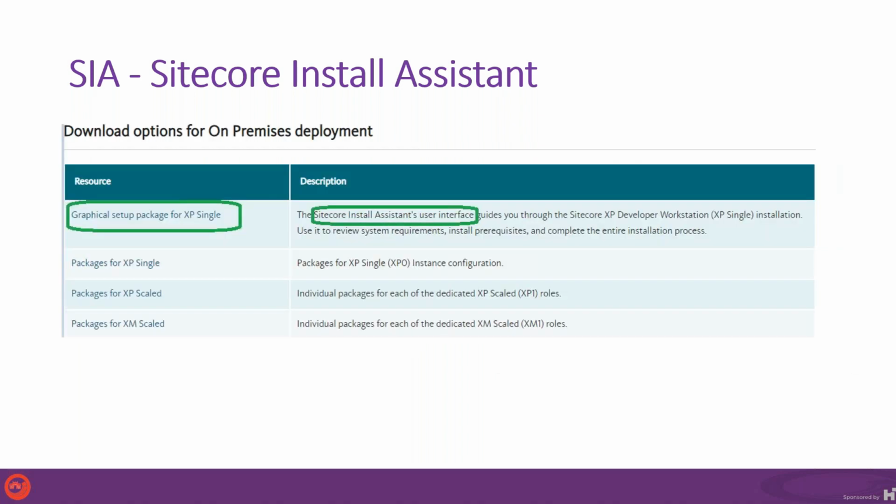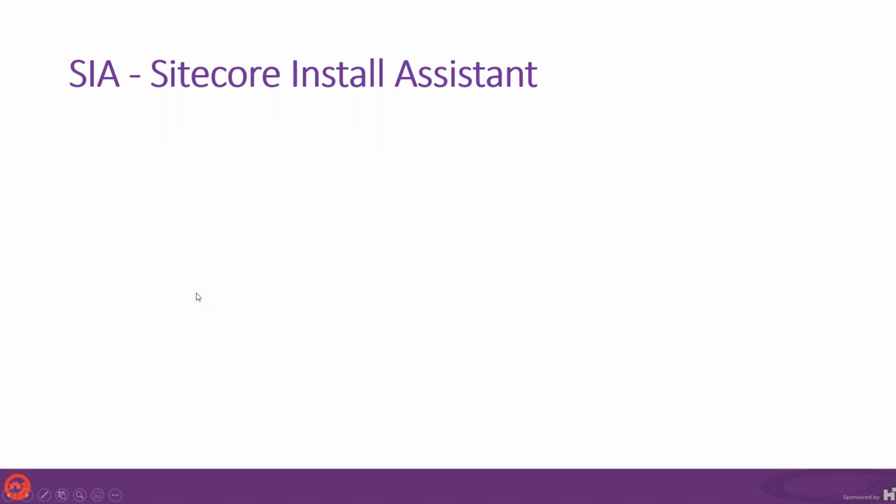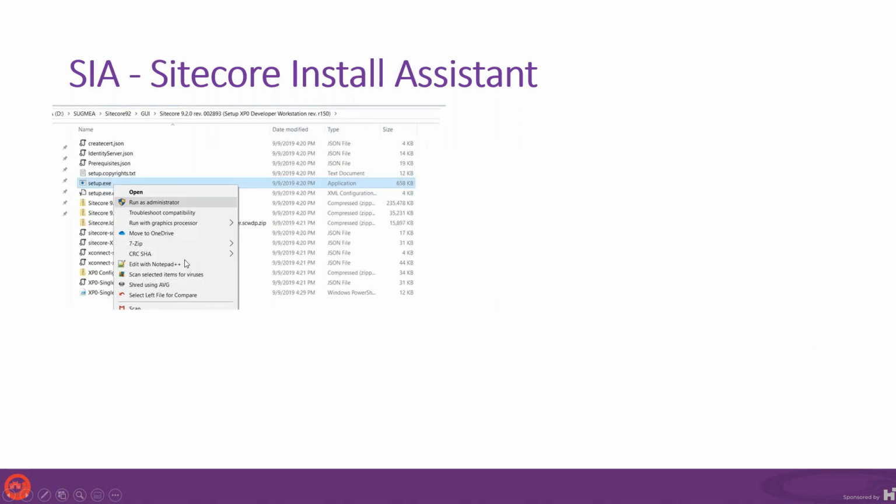I have captured a few screenshots here of how you can download and install the Sitecore Install Assistant. Here you can see the graphical setup package for XP single. This will be available on the Sitecore downloads page of the 9.2 version. Once you download and extract the zip file, you can find setup.exe, and you can run it as an administrator.